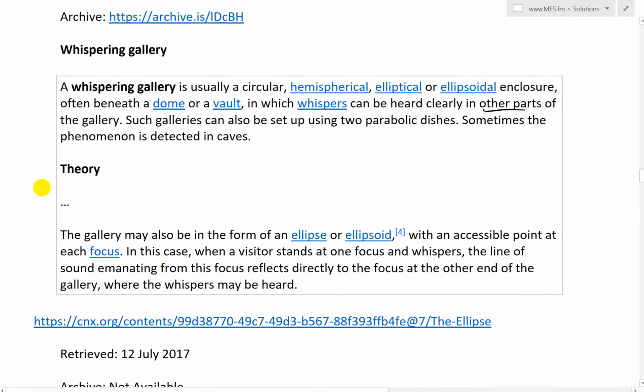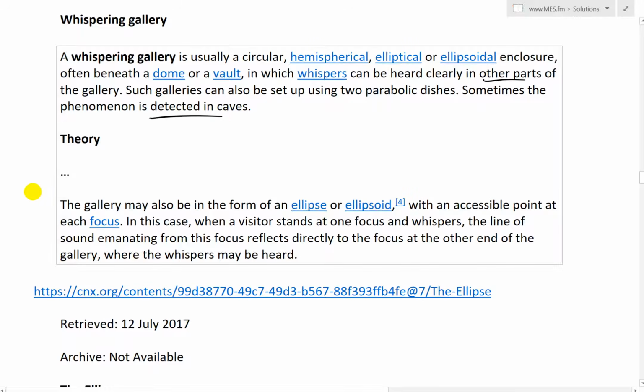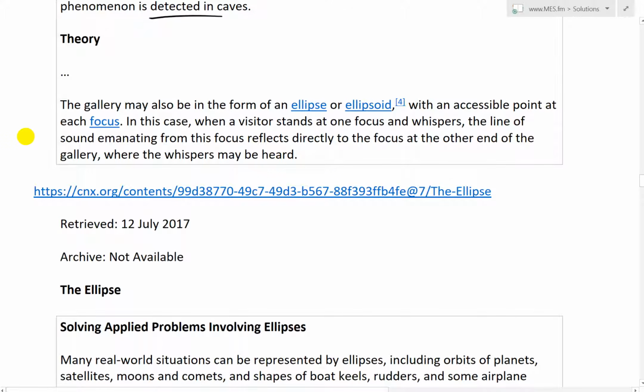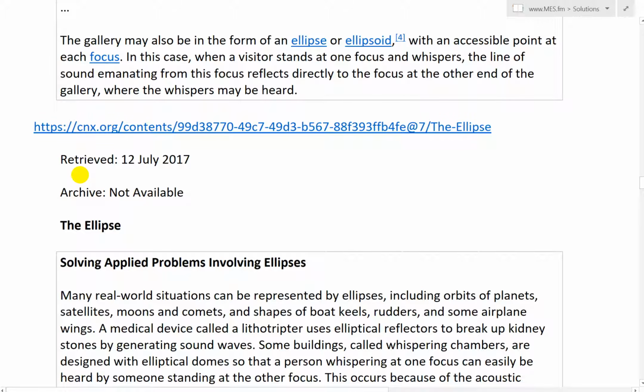Sometimes the phenomenon is detected in caves, and that's how you could hear those echoes in caves and stuff. In theory, the gallery may also be in the form of an ellipse or ellipsoid. I just wanted to focus on this one, with an accessible point at each focus. In this case, when a visitor stands at one focus and whispers, the line of sound emanating from this focus reflects directly to the focus at the other end of the gallery where the whispers may be heard.